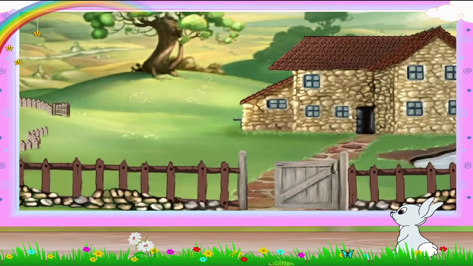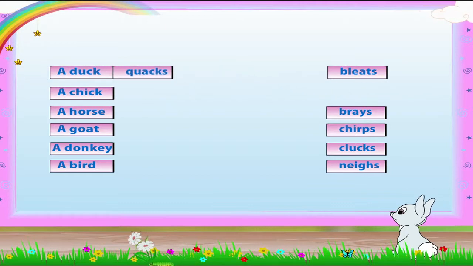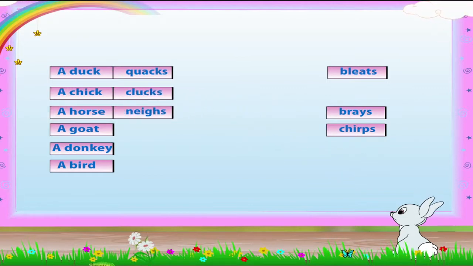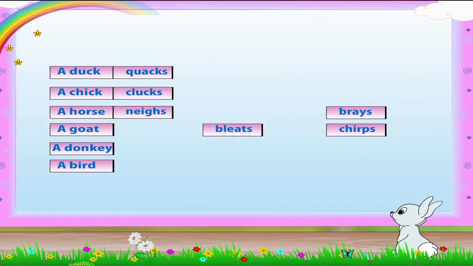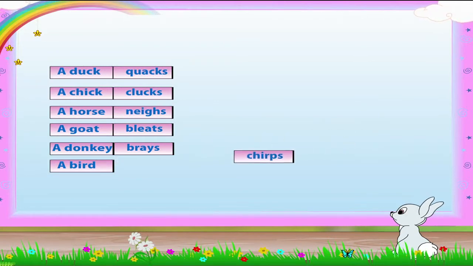Good! Rainbow, do you remember Old MacDonald's farm? I am giving you the names of the animals on his farm. Match them with the cries they make. Let us begin. A duck quacks. A chick clucks. A horse neighs. A goat bleats. A donkey brays. A bird chirps.